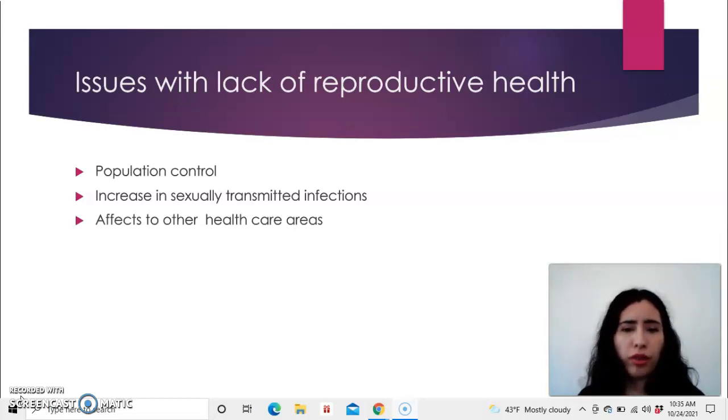Lastly, effects to other healthcare areas. Reproductive health is a large aspect of the majority of people's lives, old and young alike. From mental health to physical health, reproduction plays a role, whether desired or not.